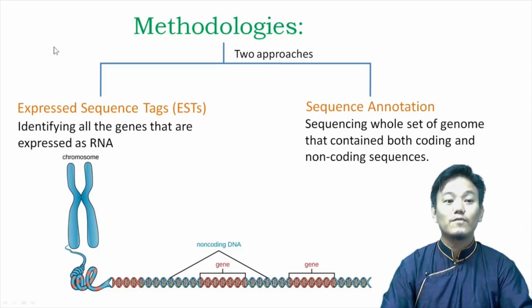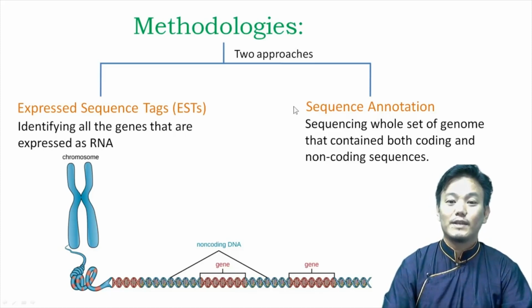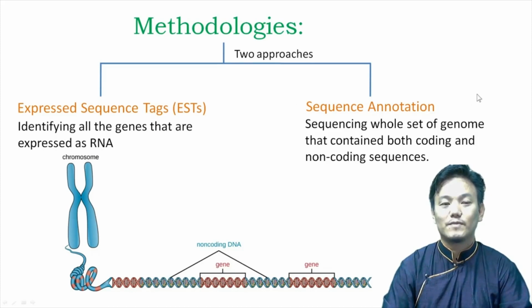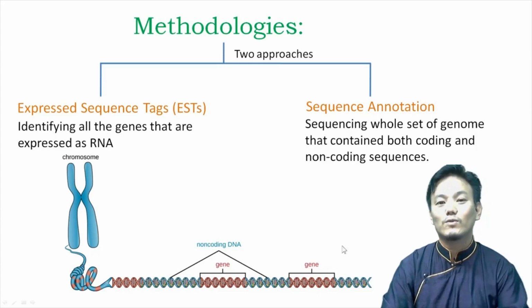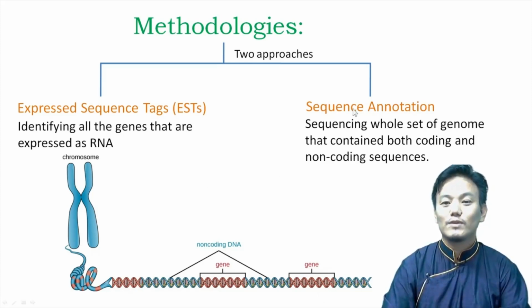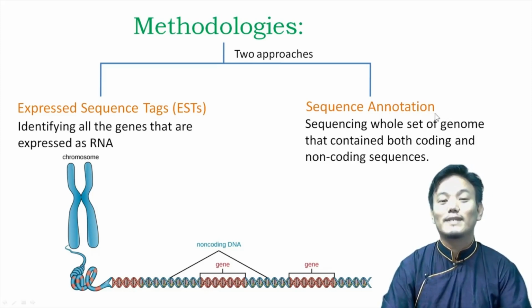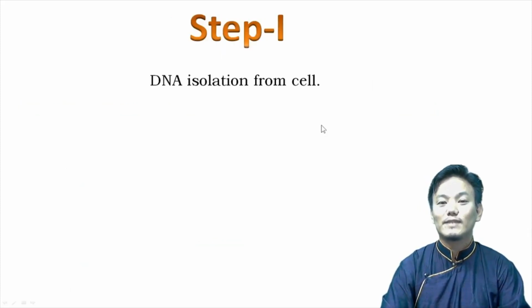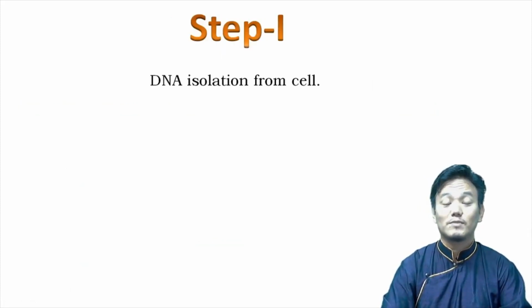Out of these two approaches, the scientists later decided to follow the sequence annotation approach, in which they sequence the entire DNA irrespective of whether it is coding region or non-coding region. So sequence annotation was the approach adopted by the scientists involved in the Human Genome Project. Now let us look at the steps involved in this approach.